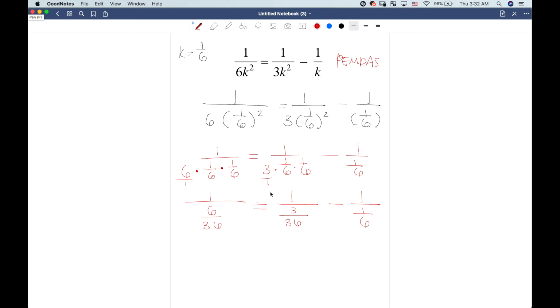Right? Now from here, what I'm going to do is simplify. 6 divided by 36 is actually 1 over 6. Same thing here. Oh, actually, let me fix this first. 3 divided by 36 is 1 over 12.